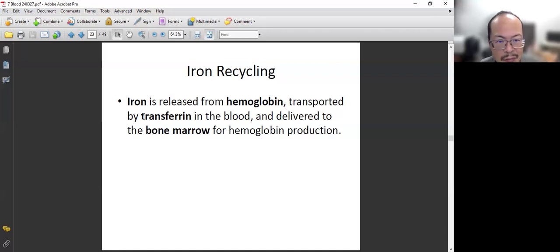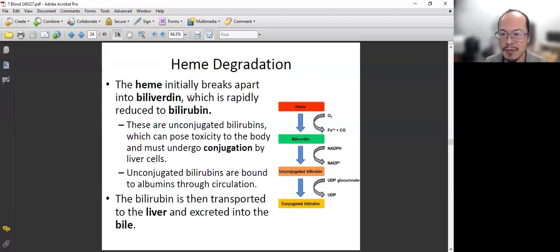This is a term you need to remember: transferrin is the protein that carries iron, and hemoglobin is the protein that carries oxygen, right? Those are the two examples we mentioned today about molecule transportation through our circulation. The other one is heme degradation.